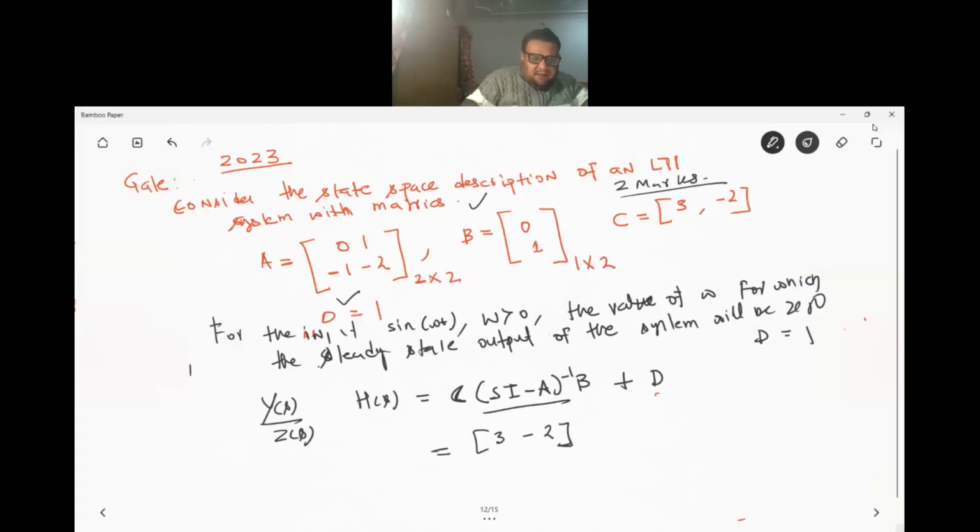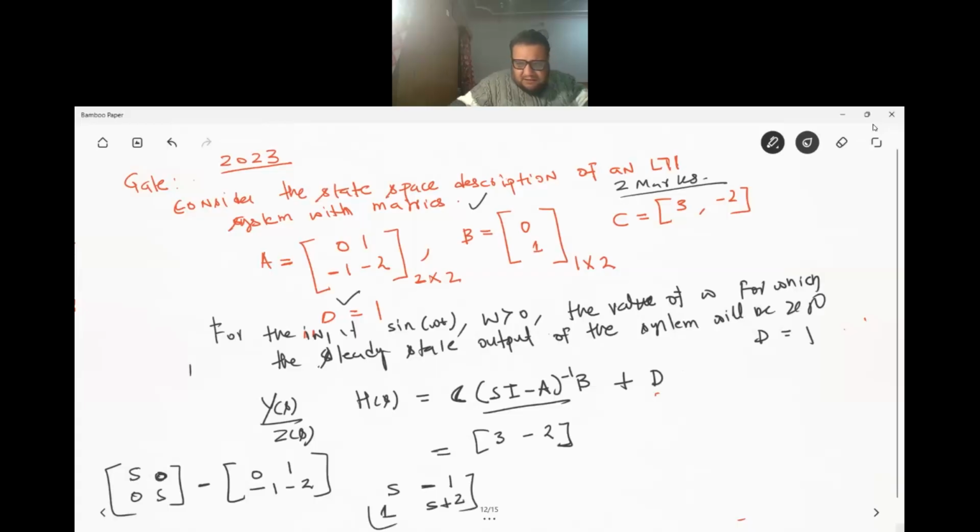Not a complicated part. If you just multiply this, this would be S, 0, S, and 0. This is your SI minus A, minus of this: 0, 1, minus 1, and minus 2. If you just calculate this, it would be S minus 0, and this is minus 1, and this is plus 1, S plus 2.